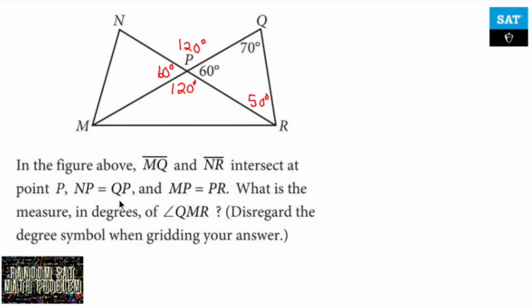NP is equal to QP. MP is equal to PR. All right, so these two triangles are the same as these two triangles because we have side-angle-side working against side-angle-side, which tells me that you're going to be 70 degrees. No, you're not. You're going to be 50 degrees.